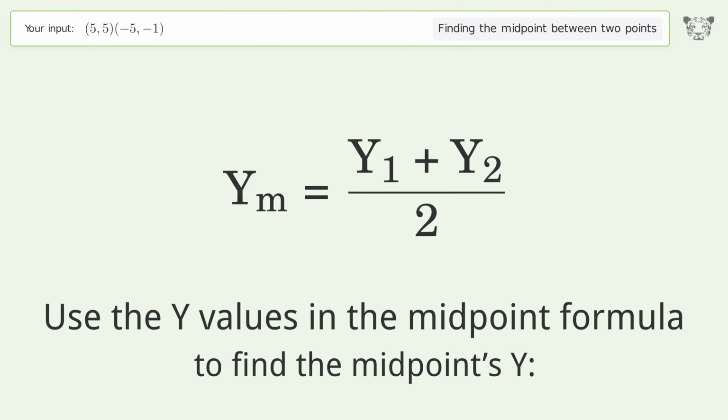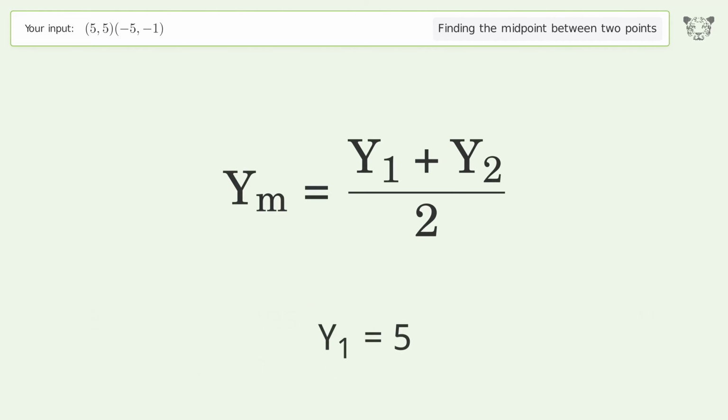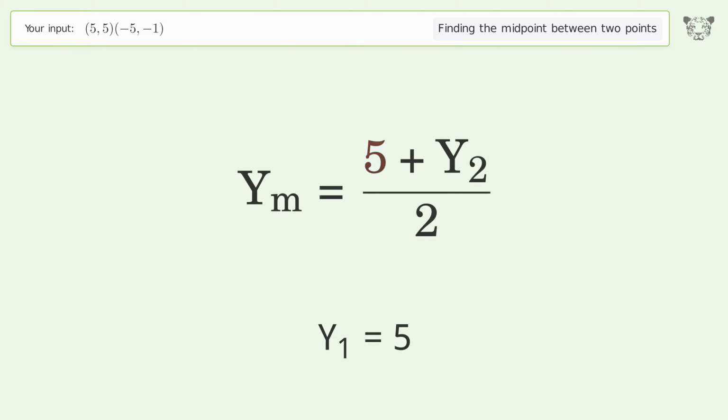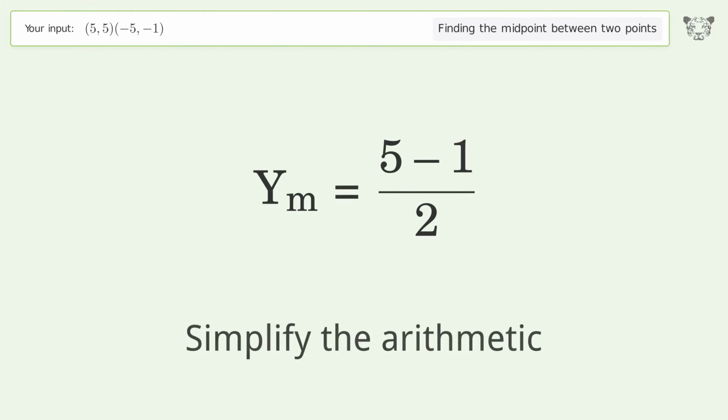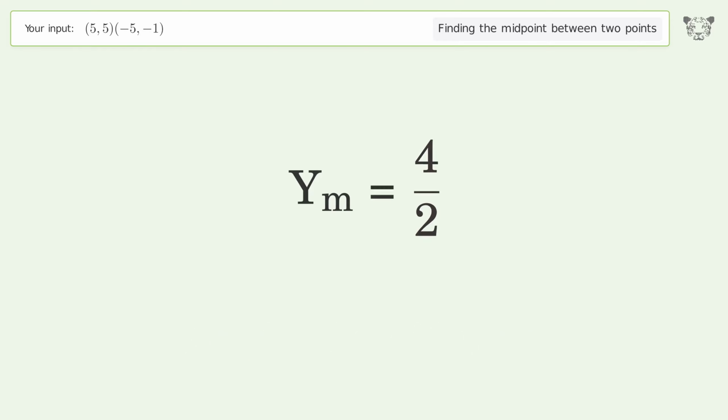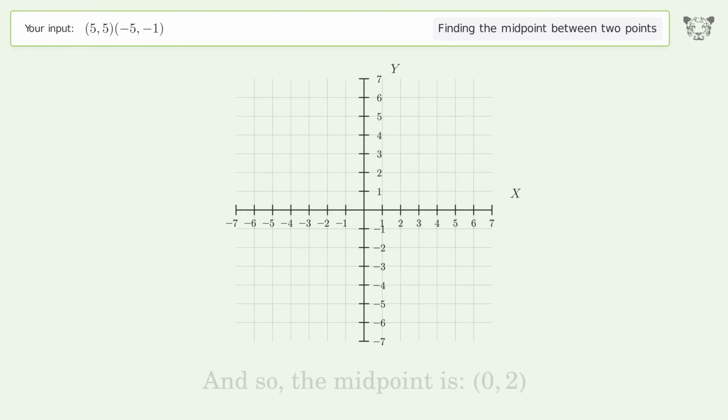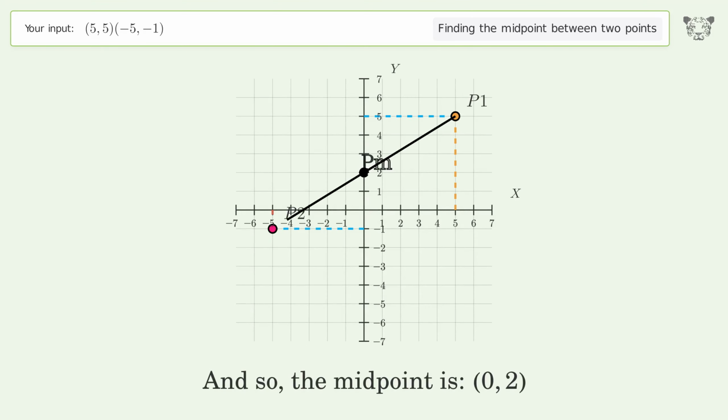Use the y values in the midpoint formula to find the midpoint's y. y1 equals 5, y2 equals -1. Simplify the arithmetic. And so, the midpoint is 0, 2.